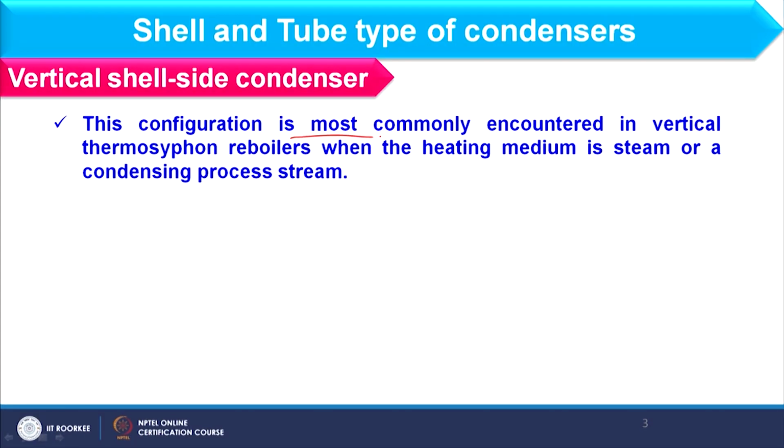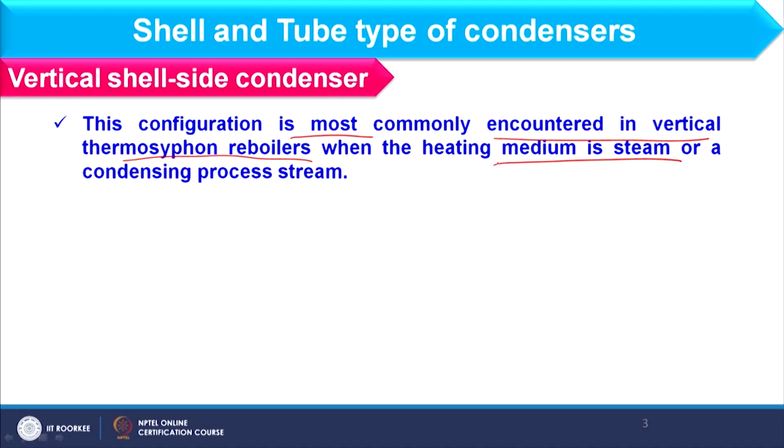Now, we will discuss the vertical shell side condenser. This configuration is most commonly encountered in vertical thermosiphon reboilers. So, instead of a condenser, we consider vertical shell side condensation in a thermosiphon reboiler. In that case boiling will occur in the tube side. This point we will further elaborate when we focus on the topic of reboilers. And if you remember, in the last lecture we discussed condensation and reboiling.